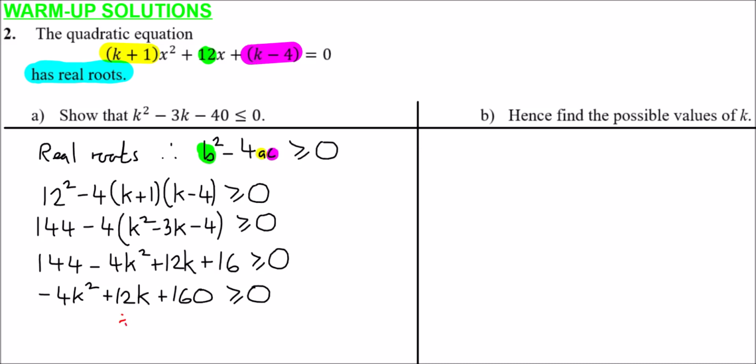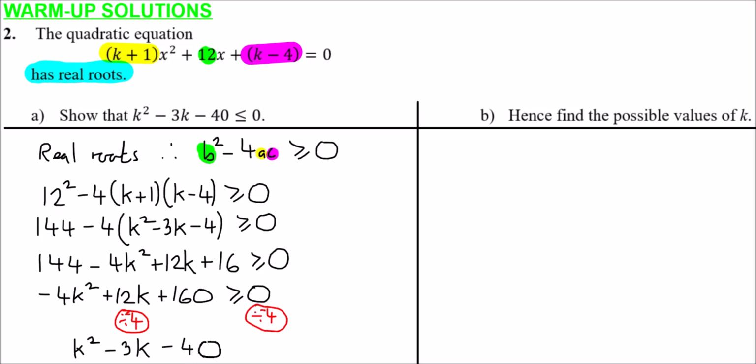So if we divide the left-hand side by 4, and the right-hand side by 4, we can go one stage further as well. We can actually divide by minus 4 to make this a positive k squared. So if I just pop in a minus there, and a minus here, we're going to get k squared. 12 divided by minus 4 gives us minus 3k. And 160 divided by 4 is 40. So divided by minus 4, that gives us minus 40.